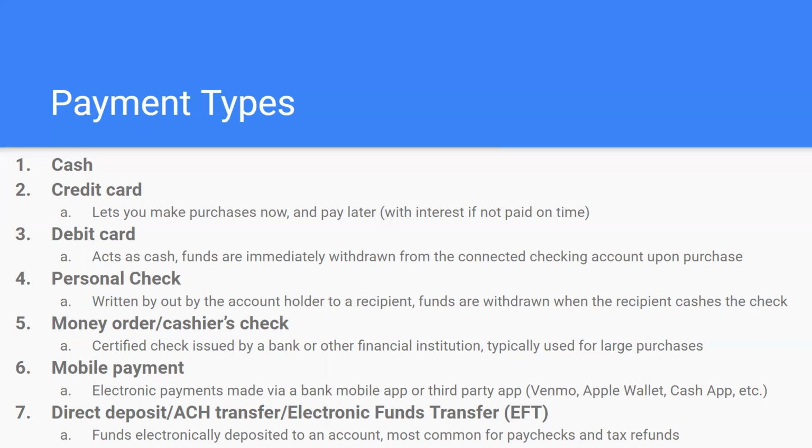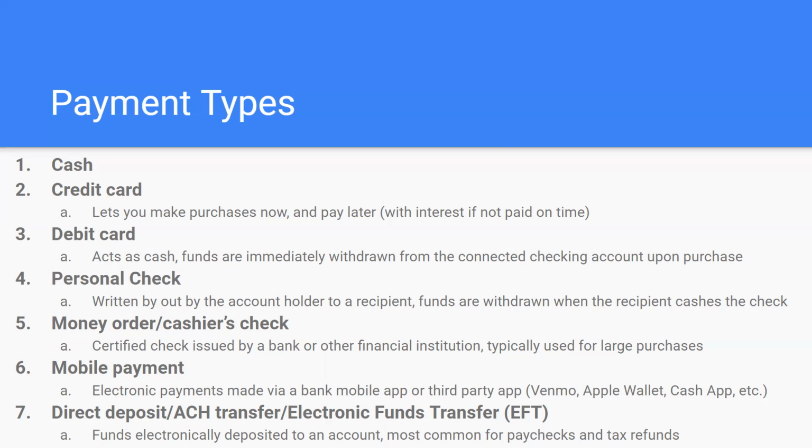There are personal checks, which are written out by the account holder to a recipient, and funds are withdrawn when the recipient cashes the check. You may have gotten these from family members as gifts for graduating high school, or maybe even from a friend to help pay for something. I know a lot of people use Venmo or some kind of mobile payment, which is another option on here actually, but personal checks are still a thing, so it's a good idea to remember that you can still cash those in.